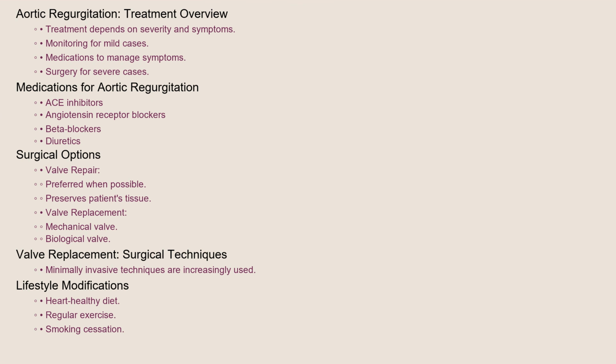The treatment and management of aortic regurgitation depend on the severity of the condition and the presence of symptoms. For mild regurgitation with no symptoms, regular monitoring with echocardiograms is usually sufficient. For more severe cases, medications can help manage symptoms and reduce the workload on the heart. These may include ACE inhibitors, angiotensin receptor blockers, beta blockers, and diuretics. Ultimately, severe aortic regurgitation often requires surgery to repair or replace the aortic valve.